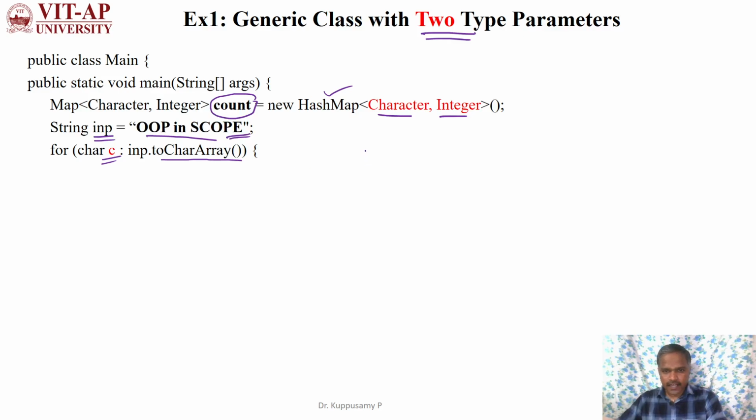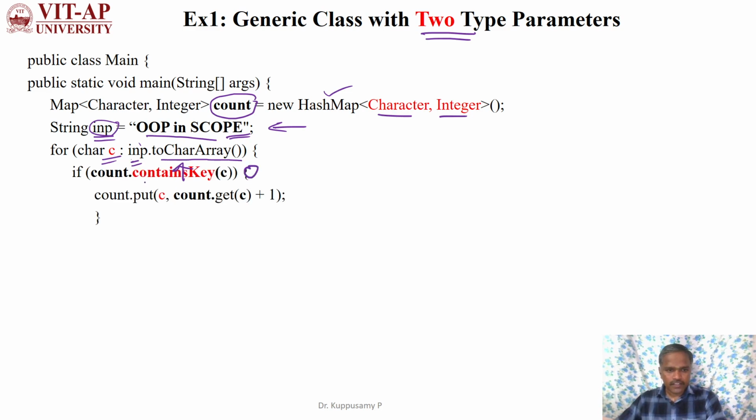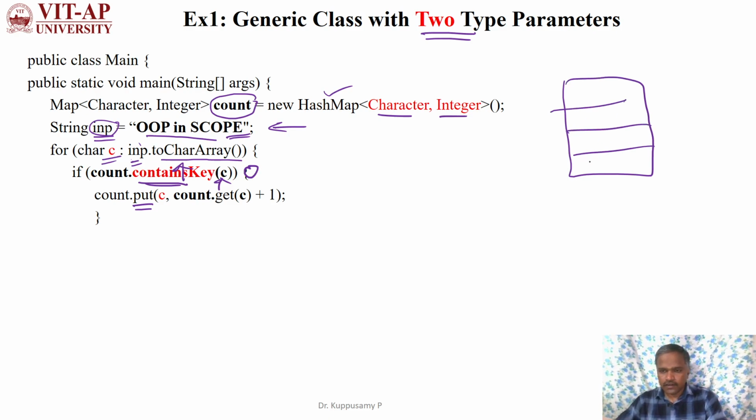So now c has all the characters, but it is reading them one by one from inp, which converts the string into characters. First it reads "w", then it checks whether it is already contained or not. If it is available, it is stored inside the HashMap. Here we construct the HashMap. Two things will be available: one is the hash key and another one is the value. So here key and value will be stored.